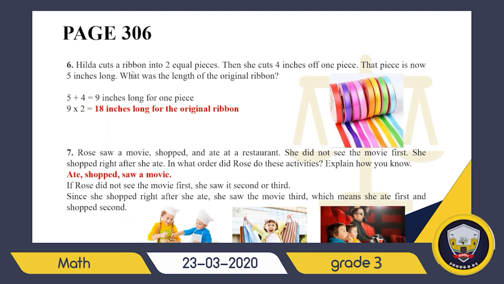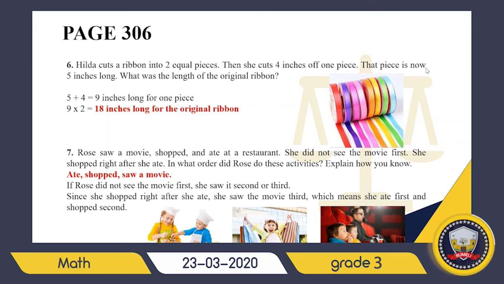Hilda cuts a ribbon into 2 equal pieces. Then she cuts 4 inches off one piece. That piece is now 5 inches long. What was the length of the original ribbon? Okay, we will go back and back. That piece is now 5 inches long. So check the sentence with now.